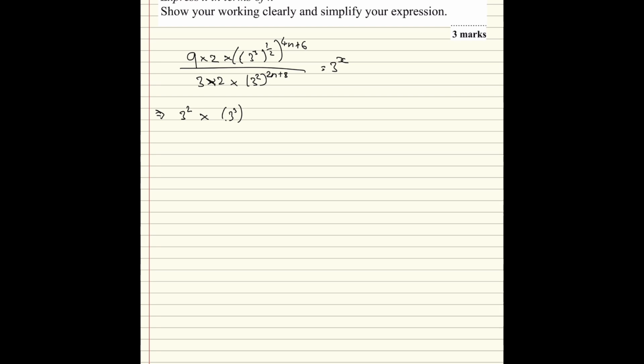Now, looking at the half and 4n plus 6, again, if I've got something like this, I can times them. So I'll end up with 2n plus 3. 3 times 2, well, 2s cancelled anyway, so we've got 3 to the power of 4n plus 16. Again, I've used that law of indices to times when it becomes brackets.